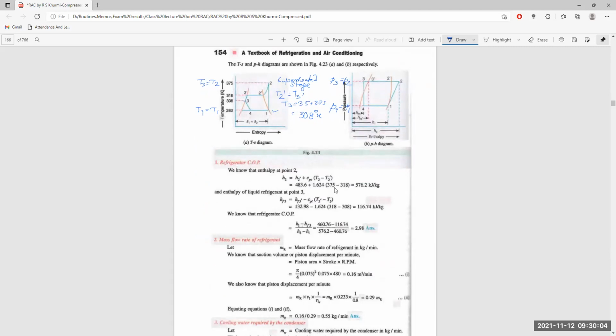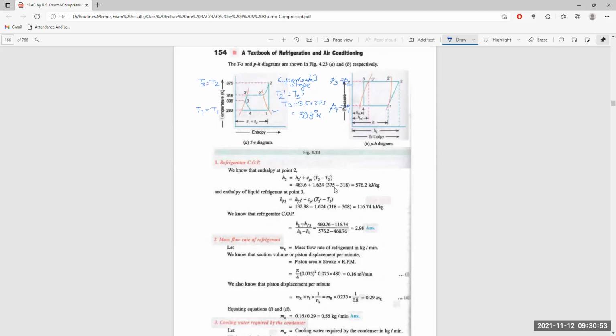So H2, the enthalpy at point 2, is equal to H2 dash plus the heat content at the temperature, Cp times T2 minus T2 dash. That means the temperature at point 2 and the temperature at point 2 dash. The enthalpy at point 2 dash is given here as 483.6, plus the specific heat at constant pressure of the vapor refrigerant, given as 1.64, and the temperature at point 2 is given as 375 and that at point 2 dash is 318, which gives 576.2 kilojoule per kg.